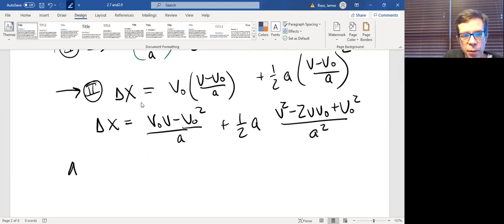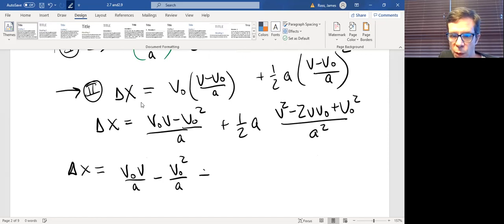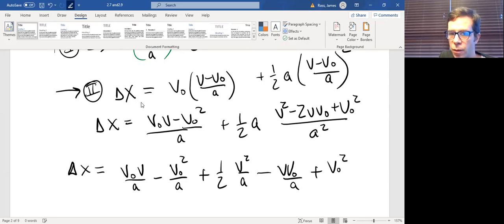So if we simplify again, we've got delta x is equal to v naught v over a minus v naught squared over a plus 1/2. One of the a's is going to cancel. So we're going to have 1/2 v squared over a minus, the 2 will cancel with the 1/2, v naught v over a, plus v naught squared over a with a 1/2.